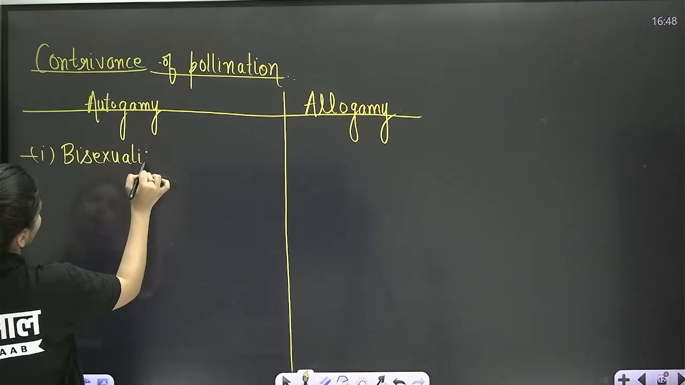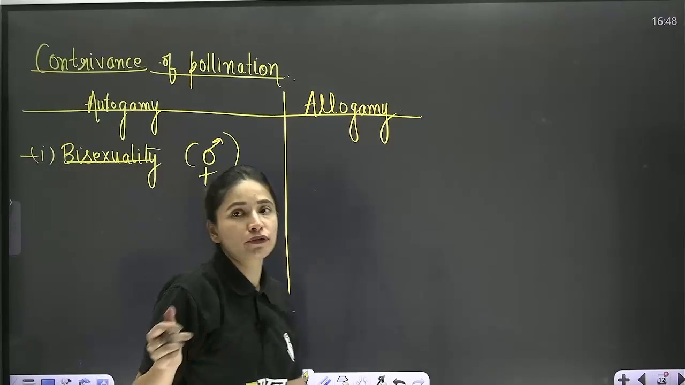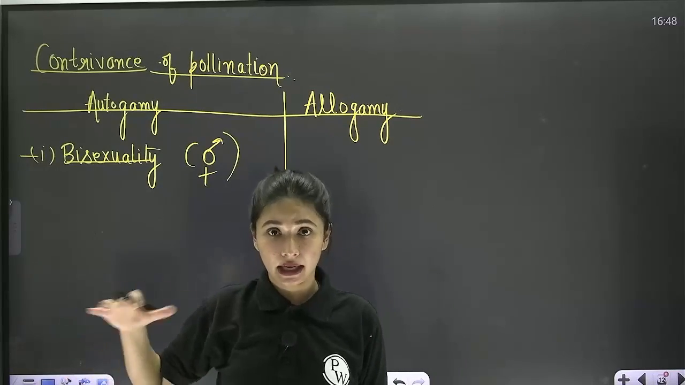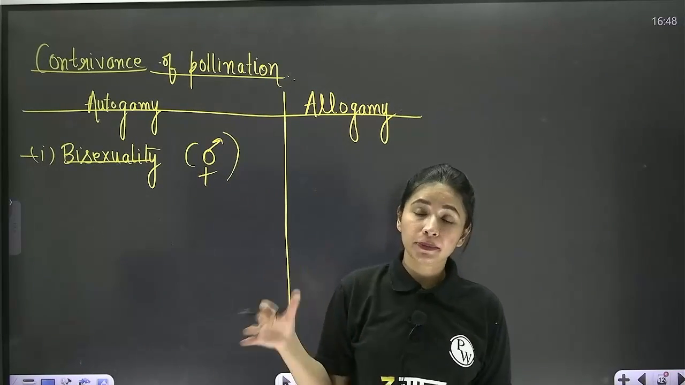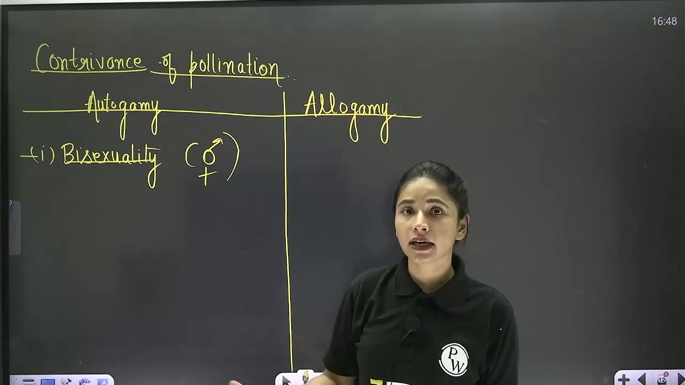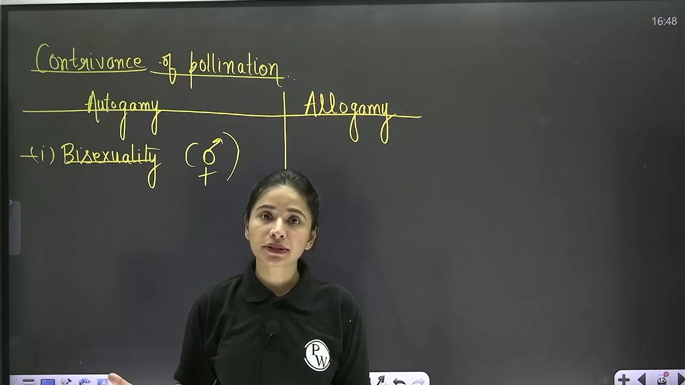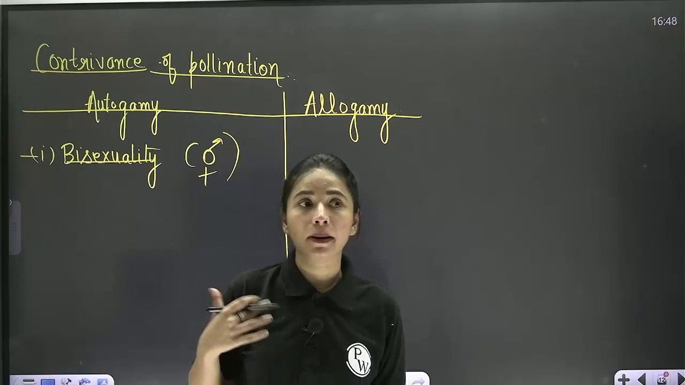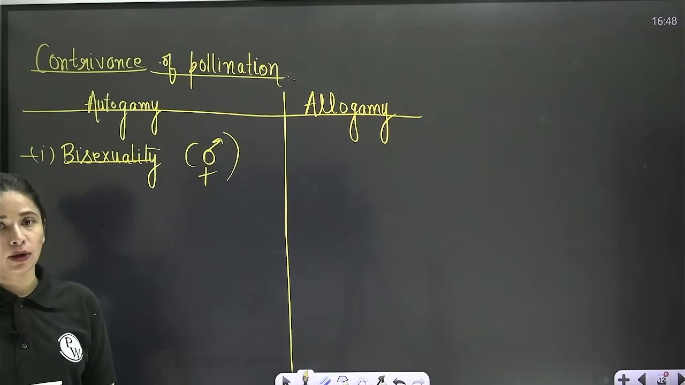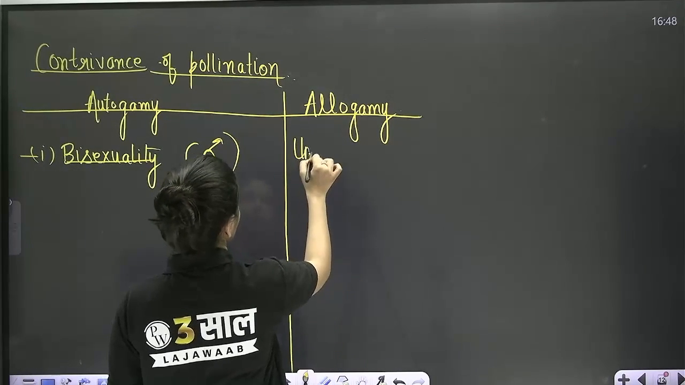Till the time the flower is not bisexual, there is no probability of self-pollination. Correct? However, it does not guarantee 100% that if a flower is bisexual it will show autogamy, that assurance is not there. But yes, it is one of the prime conditions for self-pollination to occur. On the opposite hand, when I talk about allogamy, cross-pollination, then the first idea to promote cross-pollination, opposite to bisexuality, is unisexuality.